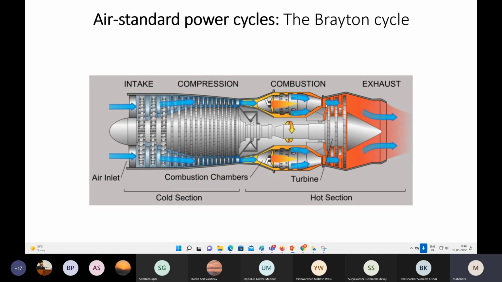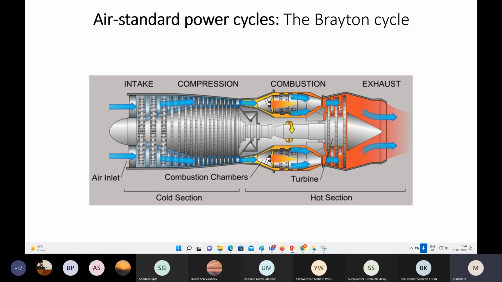This is your combustion chamber. We can call it a can combustor or dump combustor, whatever. Here a certain amount of fuel is injected and it is burning. Whatever compression is there, that is isentropic compression, and whatever combustion is there, that is constant pressure combustion.